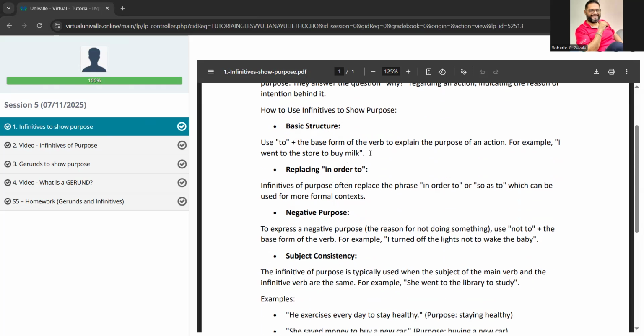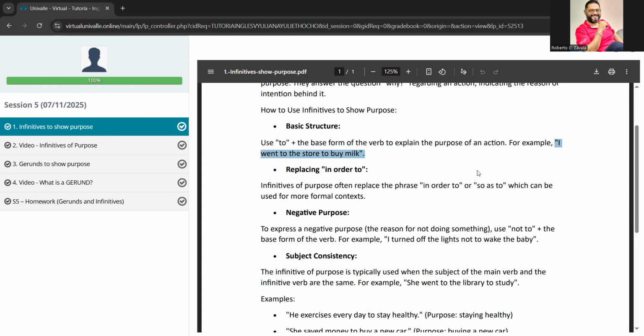Here's the basic structure. We use to plus the base form of the verb to explain the purpose of an action. For example, I went to the store to buy milk. So what was the reason I went to the store? To buy milk. That was my objective. That was my purpose.